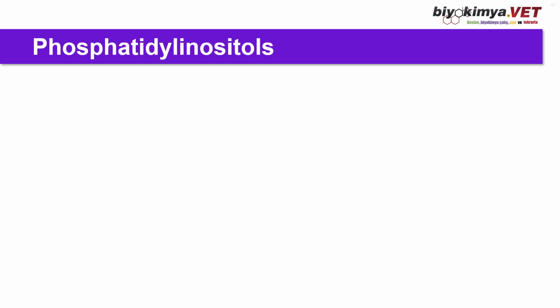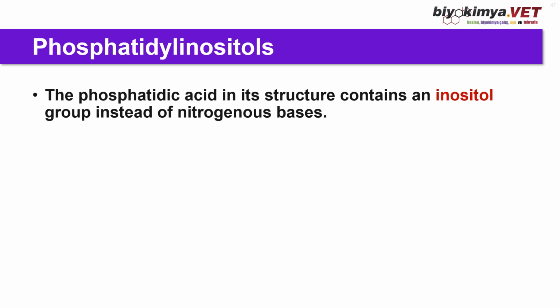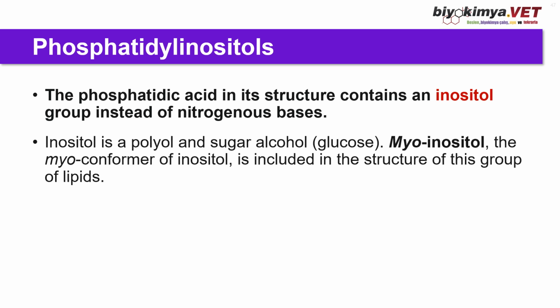My dear friends, we reached the last glycerophospholipid, phosphatidylinositols. The phosphatidic acid in its structure contains an inositol group instead of nitrogenous bases. And these phospholipids act as intracellular signaling agents. Inositol is a polyol and sugar alcohol. It's an alcohol of glucose. And myoinositol, the myo conformer of inositol, is included in the structure of this group of lipids.